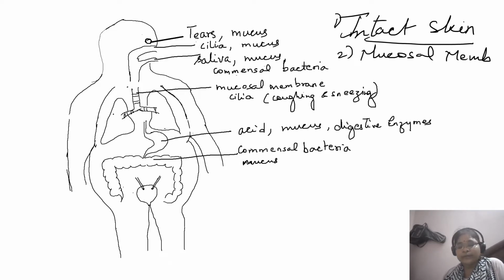Now if you look at tears, your entire eye has got what? Tears and mucus. What do tears contain? Your tears contain an enzyme. What do we call it? We call it lysozyme. From where is this lysozyme being secreted?